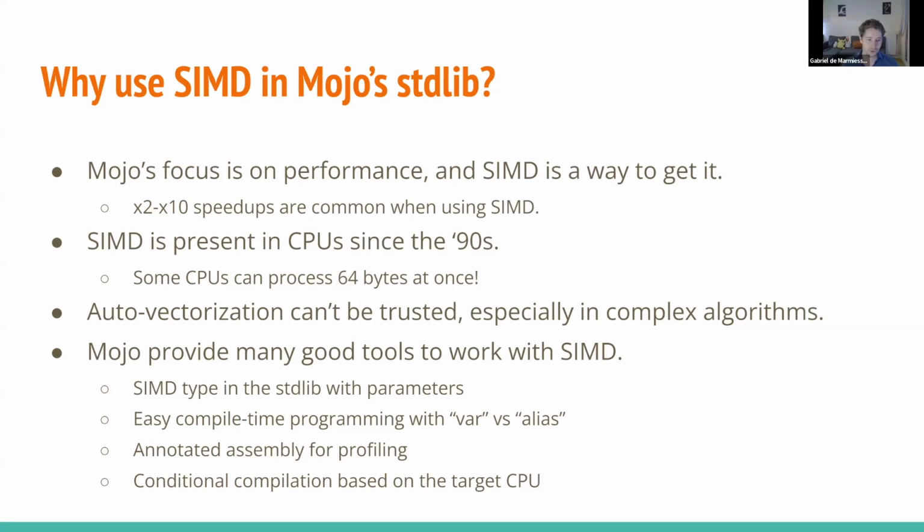And finally, Mojo provides really, really good tools to work with SIMD. So first of all, you have the SIMD type with the parameters on the size and on the dtype. And then you have var versus alias for runtime programming or compile time programming, so you can quickly differentiate the two. You have annotated assembly that you can use for profiling, and you can also have conditional compilation, which allows you to use different assembly instructions for each CPU.